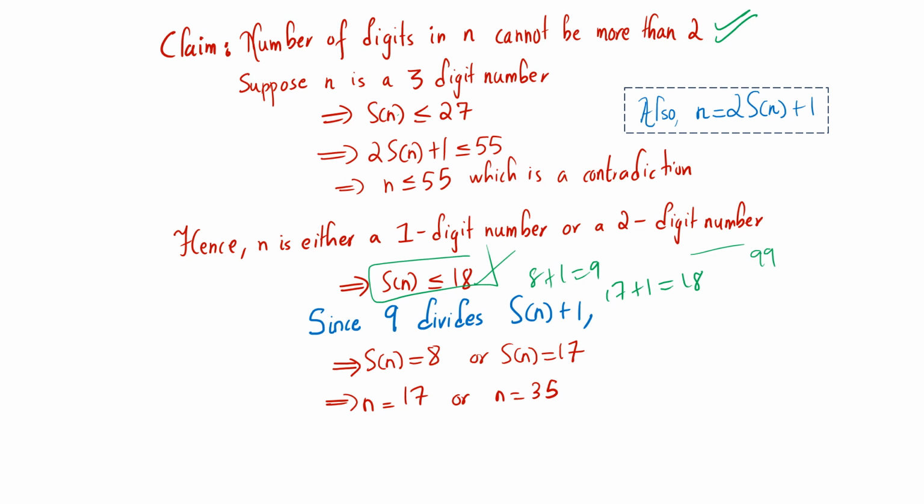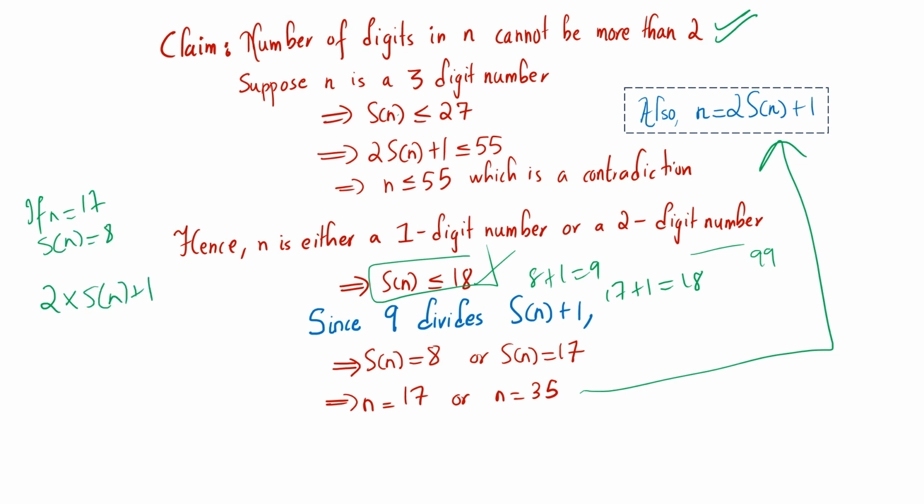Now remember, we have to satisfy this condition as well: n equals twice of S(n) plus 1. Now, if n is equal to 17, let's check. If n is equal to 17, then S(n) is equal to 8. So twice of S(n) plus 1 will be twice of 8 plus 1, 16 plus 1, which is 17.